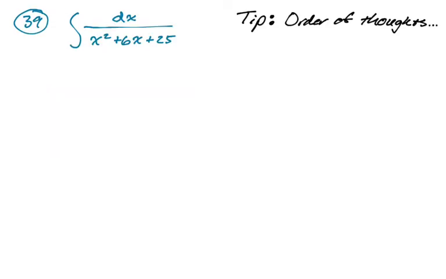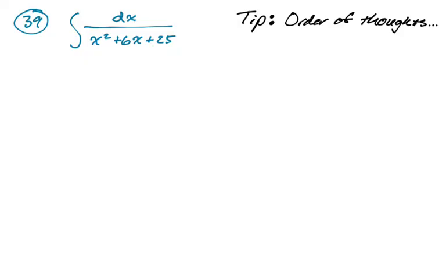Okay, so we're going to do the integral of dx over x squared plus 6x plus 25. I look at this, and I'm often asked, how do I decide what to do? I kind of don't decide what to do. I just start doing the things that are most common, and then next most common, and then next most common.